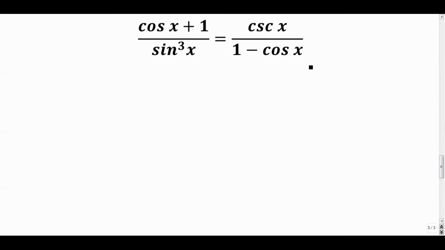All right, so here we go. I'm going to change my numerator into 1 over sine of x, and my denominator is going to stay the same. And I'm trying to get that whole right side to be this thing.